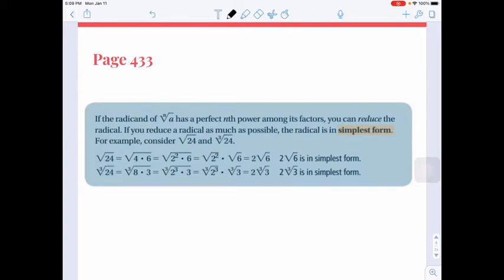For the cube root of 24, we have the cube root of 8 times 3. However, 8 can be written as 2 cubed. So if we split 2 cubed and 3 up, we get the cube root of 2 cubed times the cube root of 3. The cube root of 2 cubed is just 2, and then we have 2 times the cube root of 3. That is in simplest form.